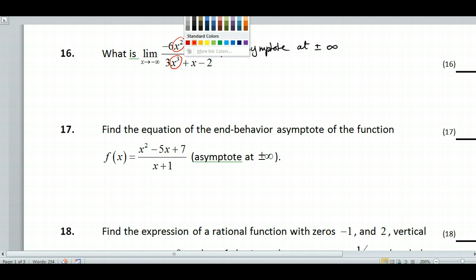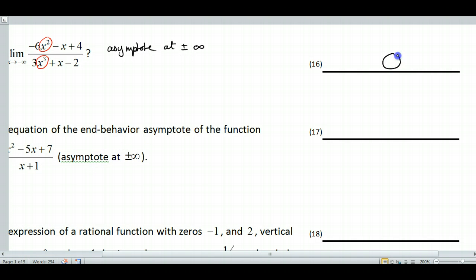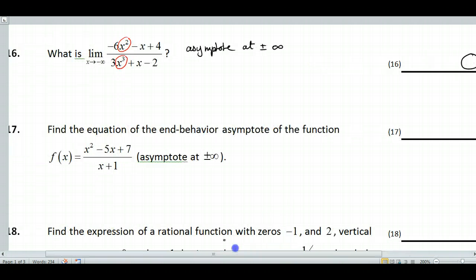Okay, in the first case, when the degree of the bottom is smaller than the degree of the top, the limit is simple. The limit is 0. That means that the asymptote at plus or minus infinity is y equals 0. That's what it means. Everything is disappearing here.